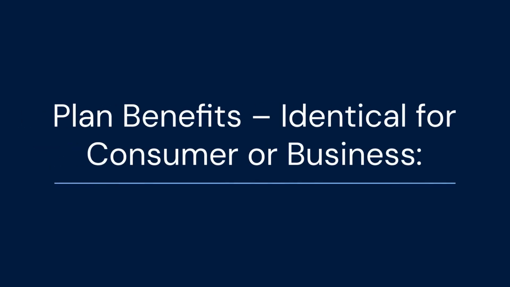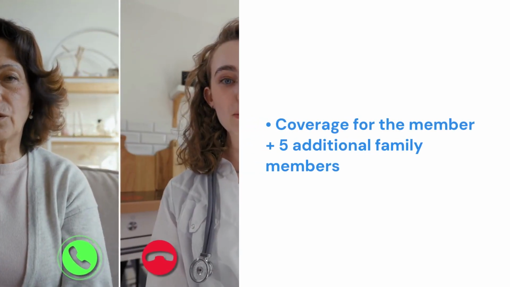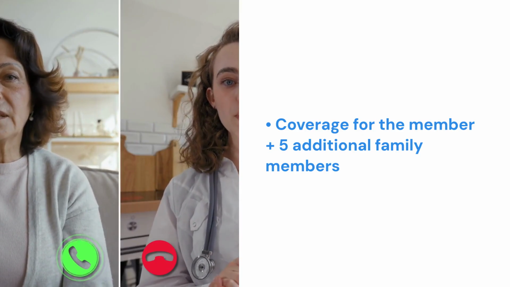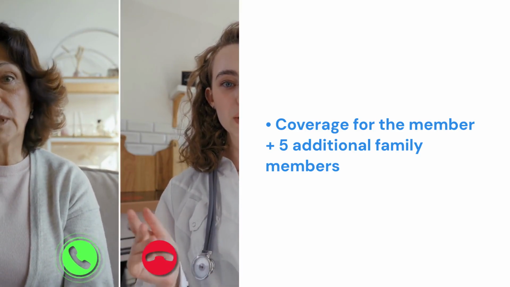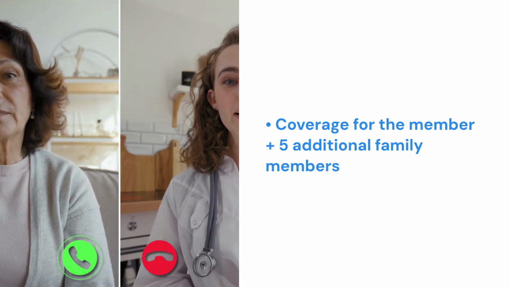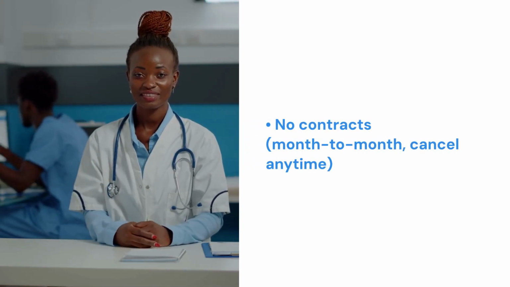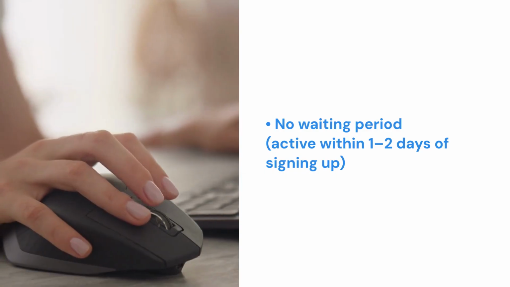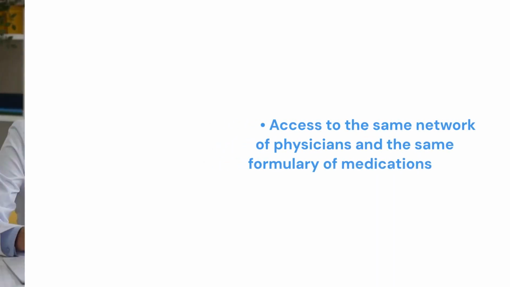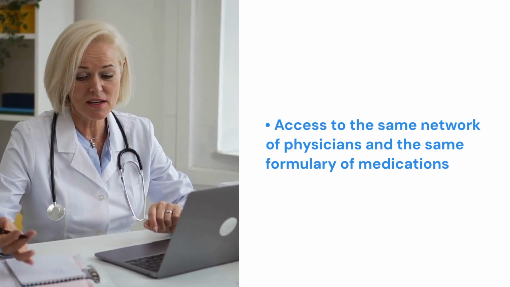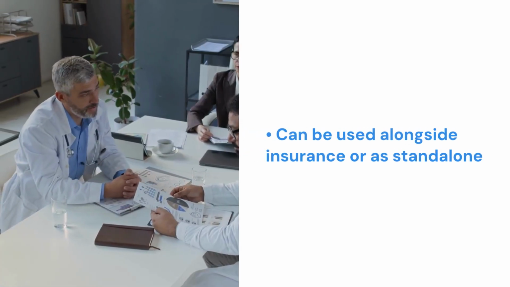Plan benefits are identical for consumer or business. Whether someone buys the plan individually or gets it through an employer group, they receive the exact same benefits. Unlimited 24/7 virtual doctor visits, primary care and urgent care, $0 copay on all covered services, $0 cost generic prescription drugs delivered via FedEx, coverage for the member plus 5 additional family members, no contracts, month-to-month, cancel anytime, no waiting period, active within 1-2 days of signing up, access to the same network of physicians and the same formulary of medications. It can be used alongside insurance or as standalone.